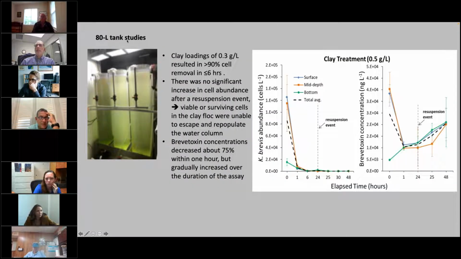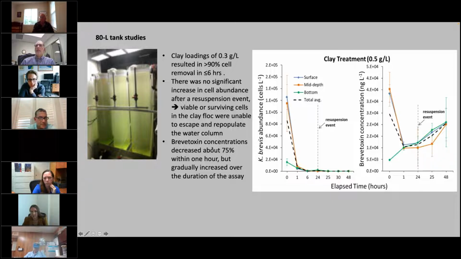In these 80-liter tank studies done at MOAT, these clay loadings were able to remove, as you can see here, 90% or more of the cells in just a few hours. If the material was resuspended, you can see that the cells did not survive. They did not come back to life with resuspension, as might occur with a tidal event or something. But notice that in this case, brevetoxins decreased about 75%, which was great, but they gradually increased over time.